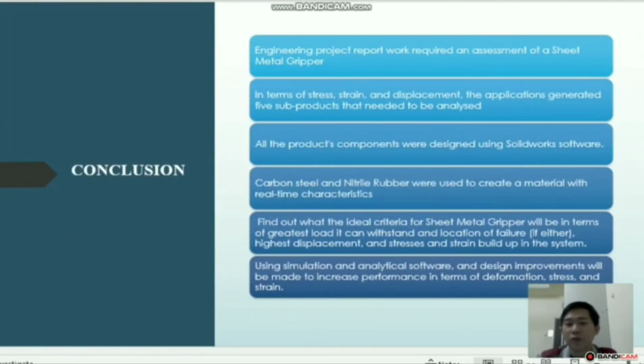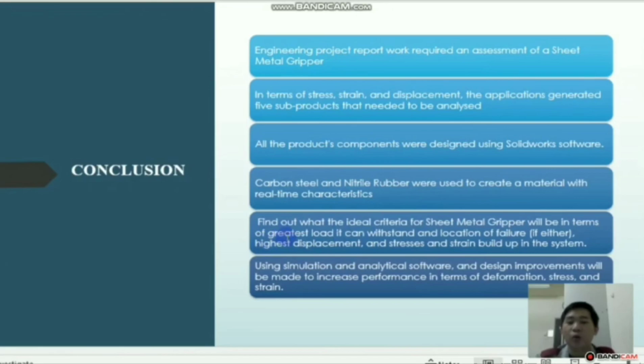So the conclusion is the engineering project report will require an assessment of a sheet metal gripper, that is the product that we chose to complete this project. And then, we analyze in terms of stress, strain, displacement, and the application generated 5 sub products that needed to be analyzed. And all the product components were designed using SolidWorks software, and carbon steel and natural rubber were used to create a material with real-time characteristics.